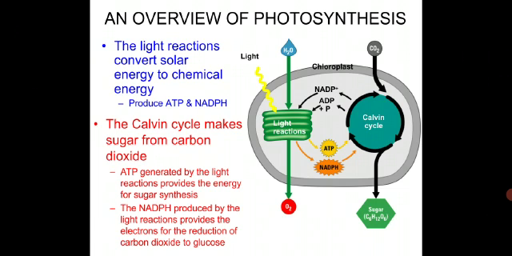In the next lesson we will see what will happen in the dark reaction, which will occur in the stroma of the chloroplast. Here NADPH and ATP, which are the products of the light reaction, are used to fix the carbon dioxide into glucose. So the details of the Calvin cycle or the dark reaction we will see in the next video.